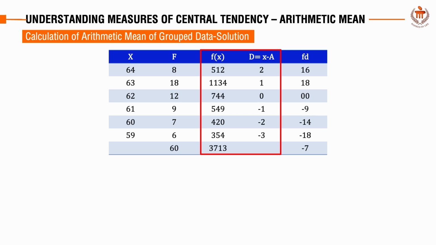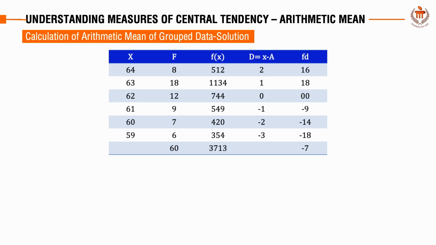So here f is 8 and D is 2, so 8 twos are 16. Then 18 ones are 18, 12 zeros are 0, 9 into minus 1 is minus 9, 7 into minus 2 is minus 14, 6 into minus 3 is minus 18. The total sum, the sum of fD, is minus 7. So I got the sum of f as 60, the sum of fx as 3713, and the sum of fD as minus 7.